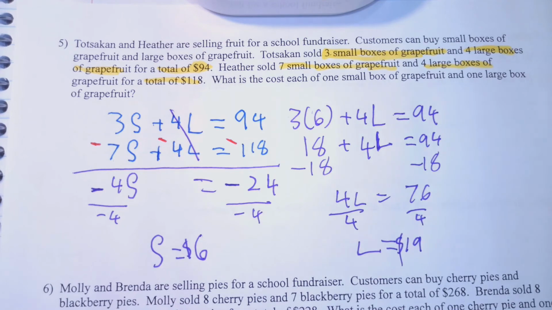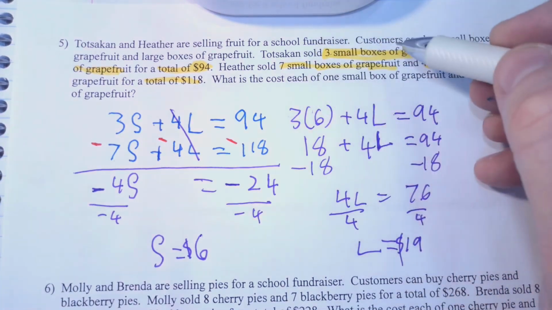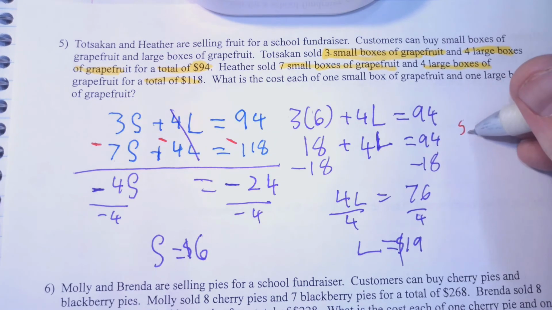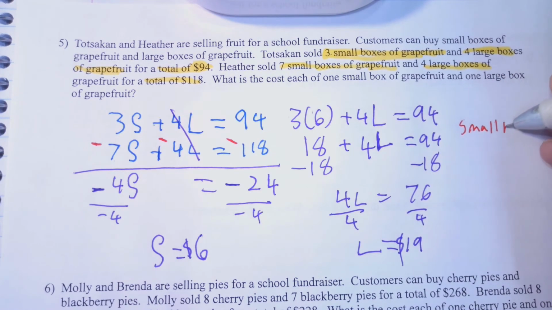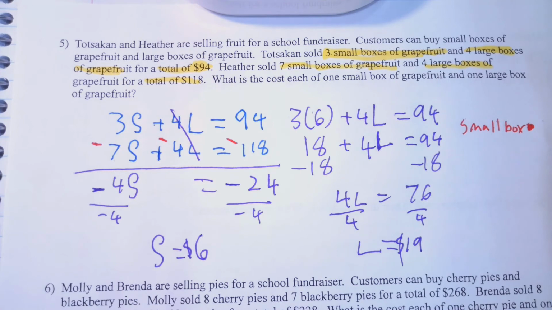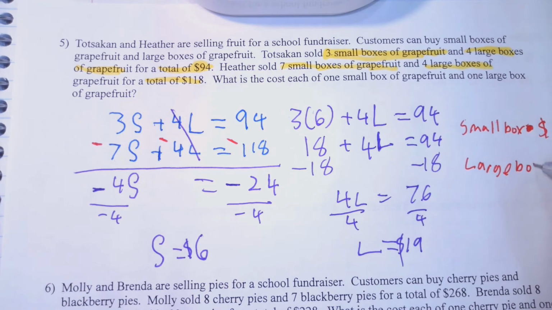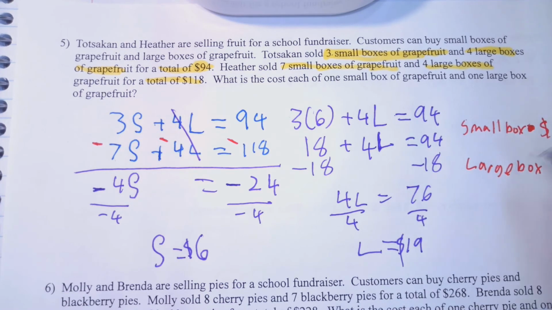So basically, I'm not going to make you write small boxes of blah, blah, blah. Just write, for your final answer, small box $6. You don't even have to put equals. Just write small box $6. Large box $19. That might be how you see it on a price board.